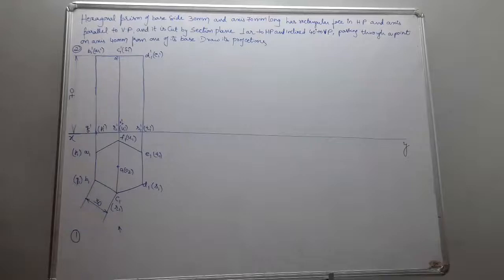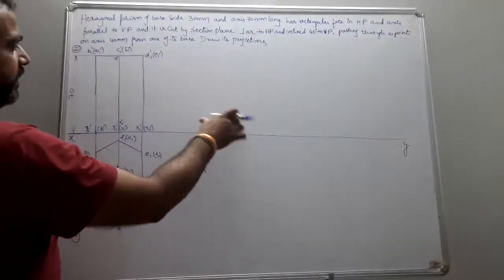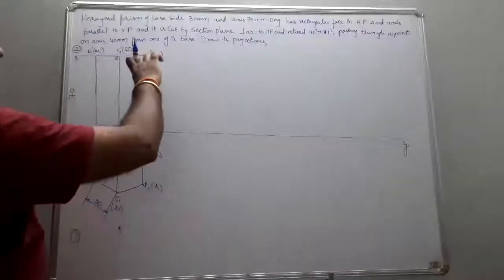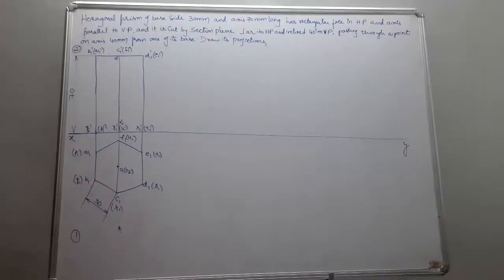Now my requirement is this rectangular face comes on the ground. So that means you just reconstruct the figure. That means this rectangular face STDE is going to be your rectangular face that comes on the ground.